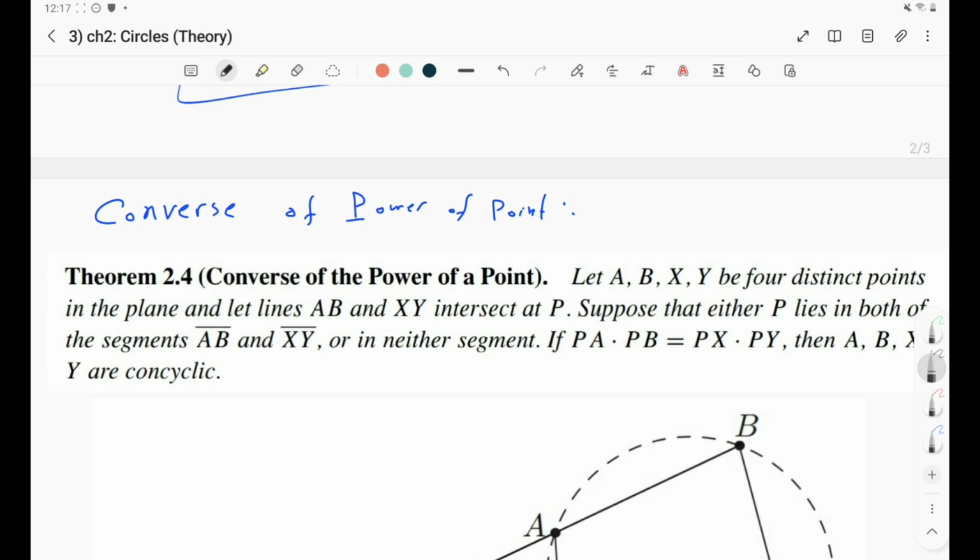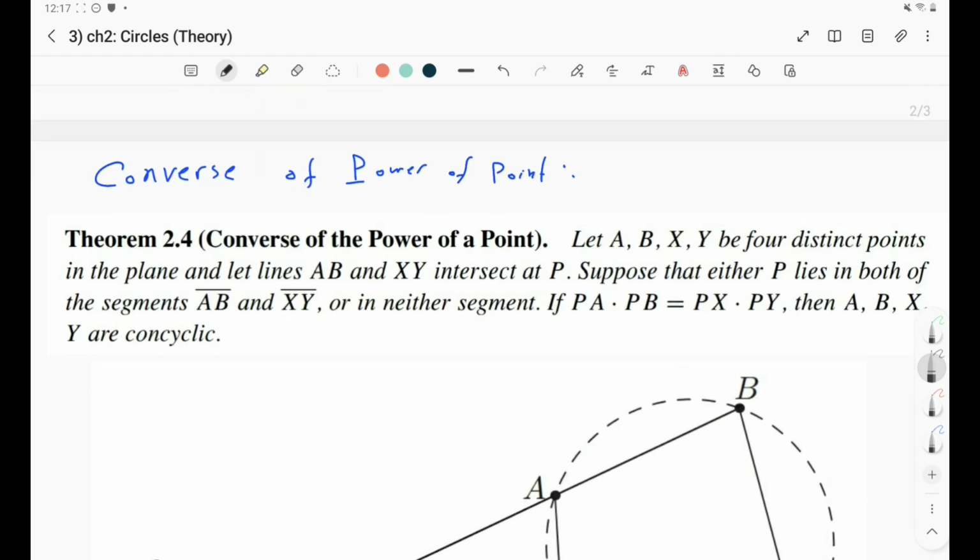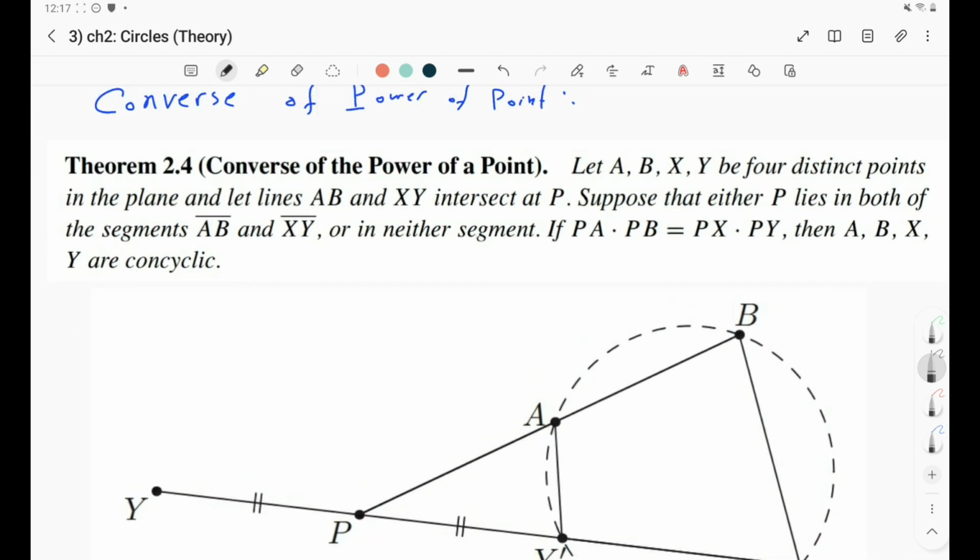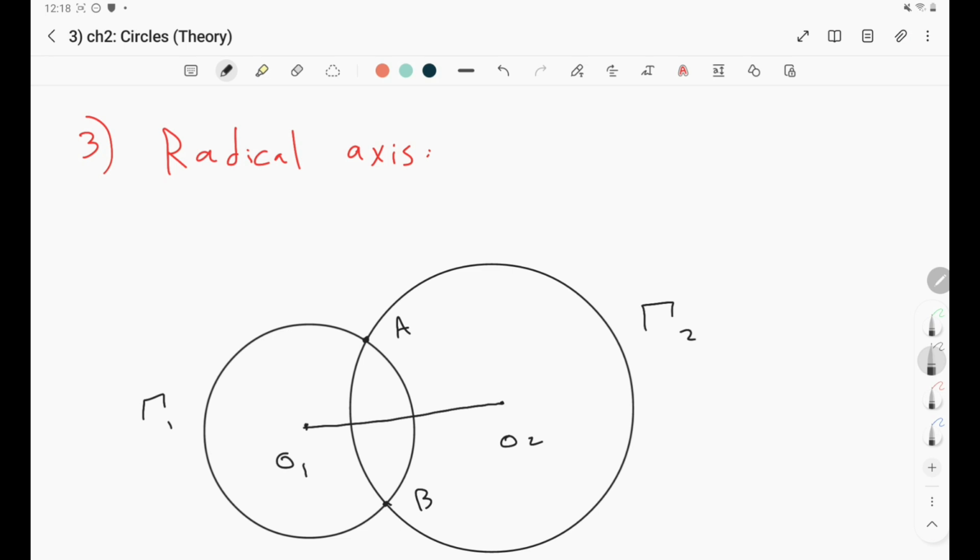Alright, so that finishes the power of a point, and now we can move on to another idea. Our third idea is radical axis. What exactly is a radical axis? Well, the formal definition of radical axis is, given two circles, let's say gamma 1 and gamma 2, as you can see here in the diagram. The first one has center O1, the second one has center O2. Both of them intersect at A and B here.